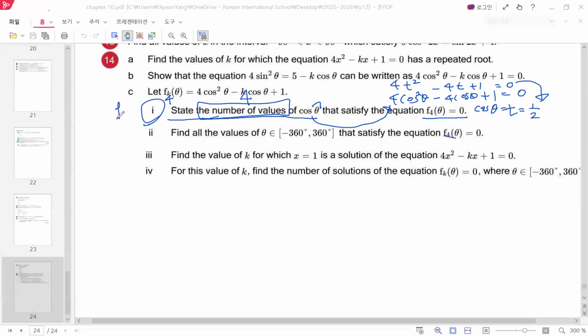So that one root is 1/2. But they simply ask you to state the number of values. If they ask you to state the number of values and state those values, then you should write down 1, and that value is 1/2. That is the answer of this question. Okay. And question 2, they ask you to find all values of theta from negative 360 to 360. The same one.